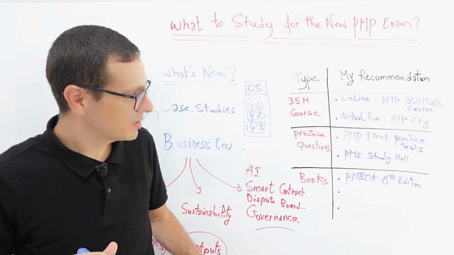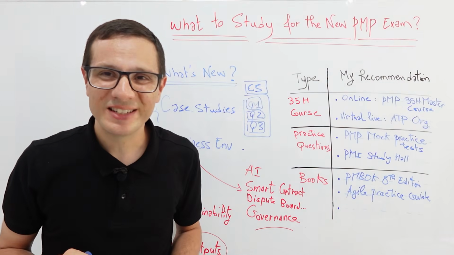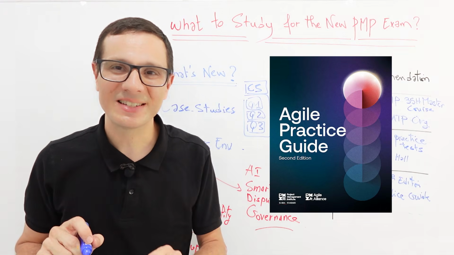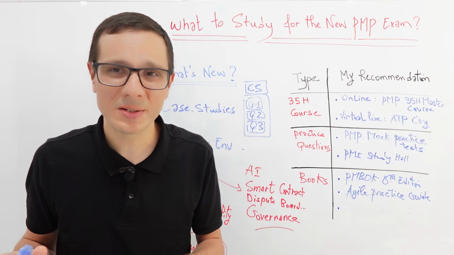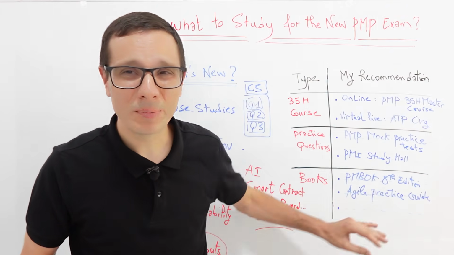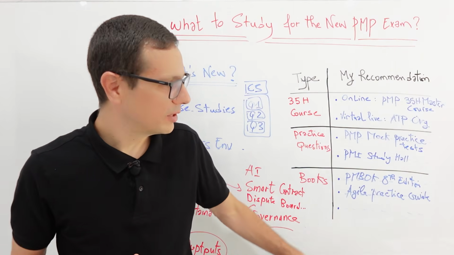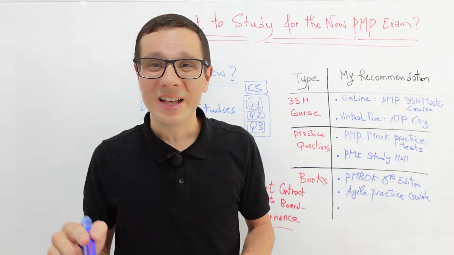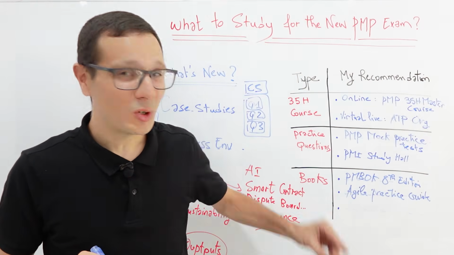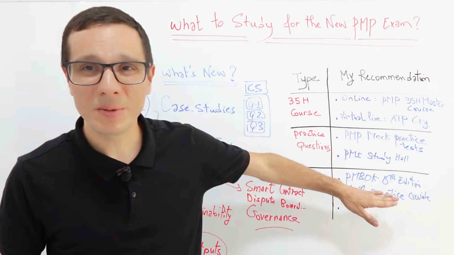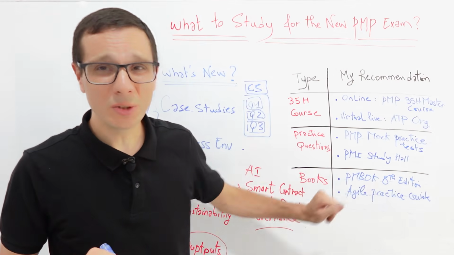The second resource that I recommend is the Agile Practice Guide. The good news is there is a second edition that is coming out very soon. I'm recording this video on 9th of July 2026, and the second edition of the Agile Practice Guide is coming on 23 of July. So almost 2 weeks from now, the new edition will be released. And again, you can download the PDF for free if you are a PMI member. So if you are a PMI member, you get the PMBOK 8th edition and you get the Agile Practice Guide for free. And that's a very good deal actually.